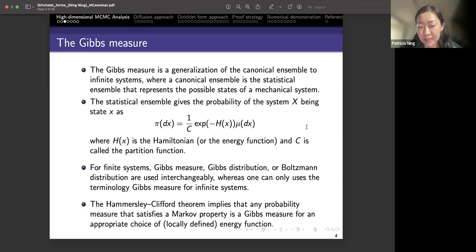For finite systems, Gibbs measure, Gibbs distribution, or Boltzmann distribution are used interchangeably, whereas one can only use the terminology Gibbs measure for infinite systems. The Hammersley-Clifford theorem implies that any probability measure that satisfies a Markov property is a Gibbs measure for an appropriate choice of locally defined energy function.